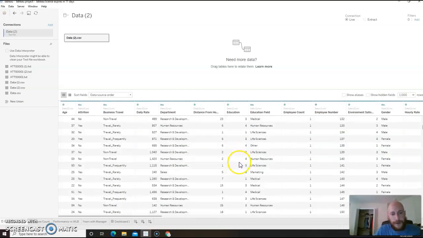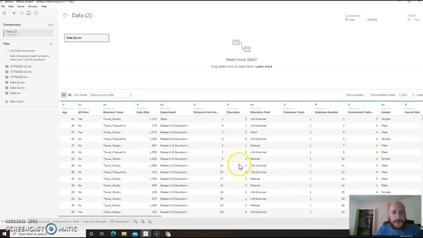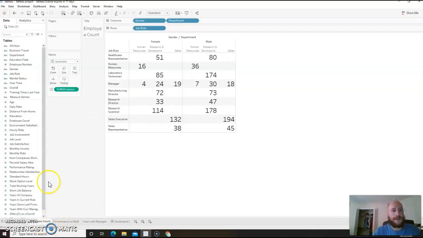So what I have here in the first page is just going to be the data that was provided to us in order to do this project. The second page over here is going to be the first page that I actually created, which is our employee count. So we have our female and our male employees, and it's also divided by each department. So we have HR, R&D, and sales.